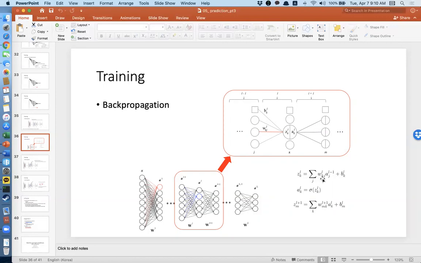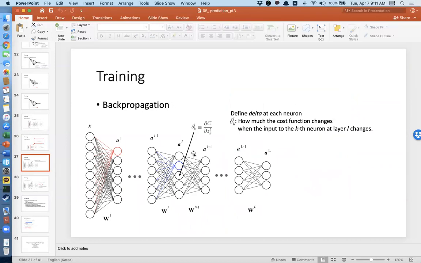So Z_K^L is the pre-activation value, basically the weighted sum of these values weighted by the weights W's, and there's a bias term here. And A is the after-activation value, as you can see here. Then the mth neuron in the L plus one layer would look like this. The value will consist of a weighted sum of the A's here: A_1K, A_2K, A_3K, and all the way to A_LK. You can see the A_LK here. So this is our new definition.